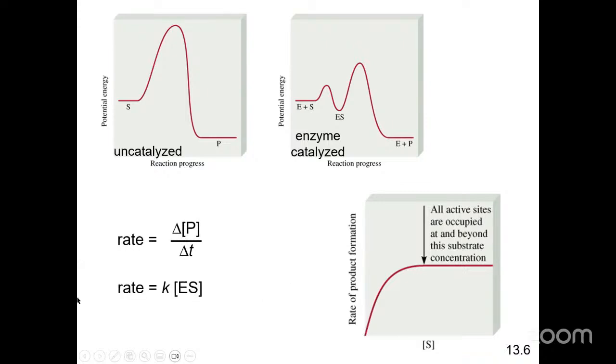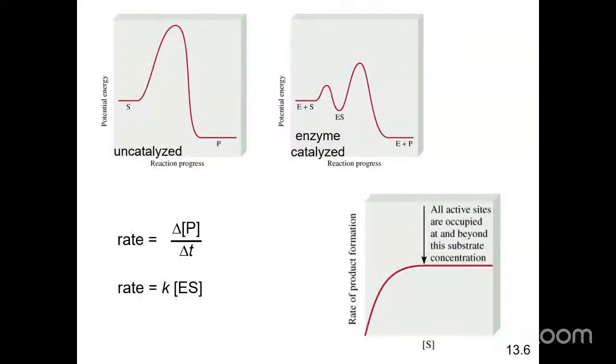So this is the equation which is used to indicate the rate of the rate determining step. Because if you look at this mechanism here, or this energy diagram here, the second activation energy is greater than the first, which means that this here is the rate determining step, which means that the rate is dependent on the concentration of the enzyme substrate complex. So rate is equal to k times the concentration of the enzyme substrate complex, all right? Okay, so that's basically it for this chapter.